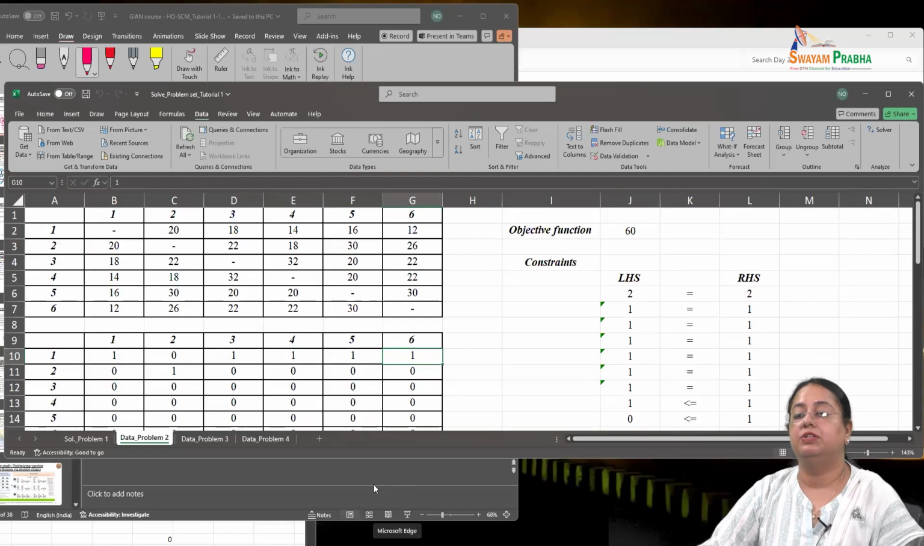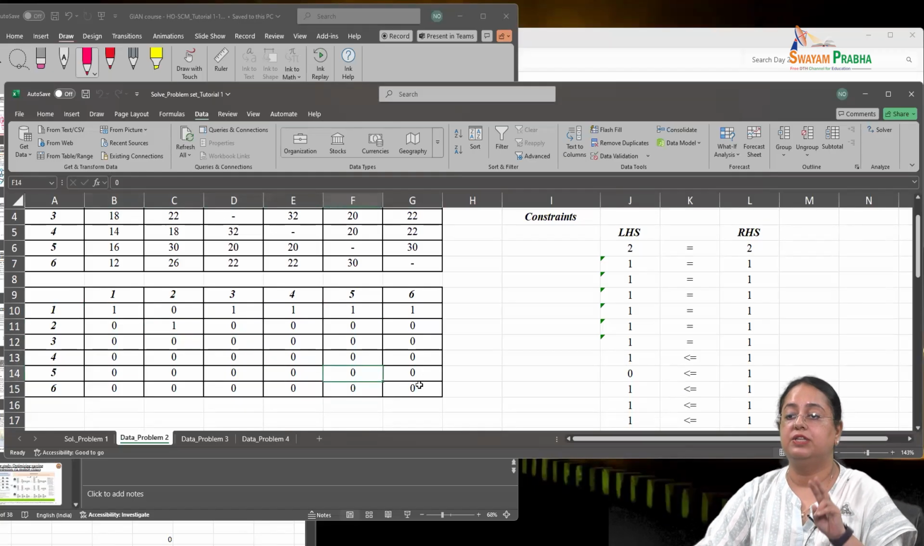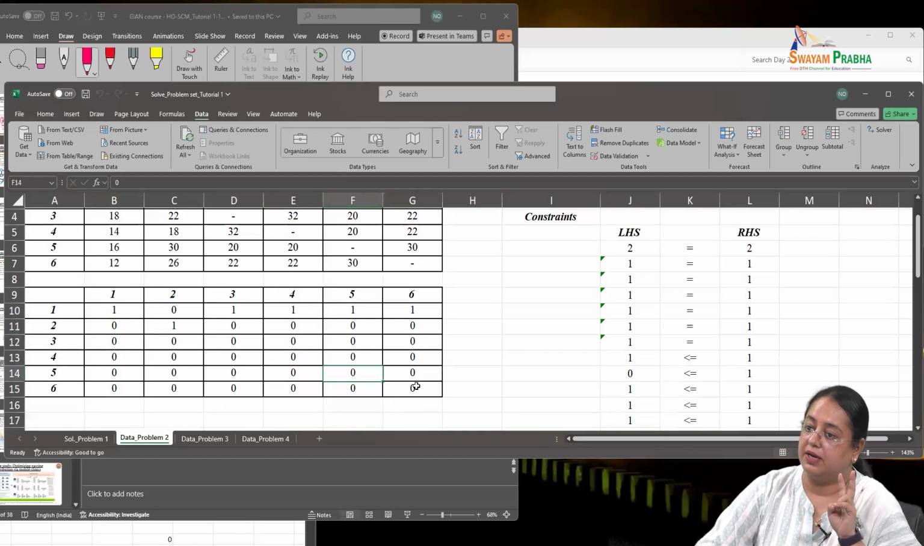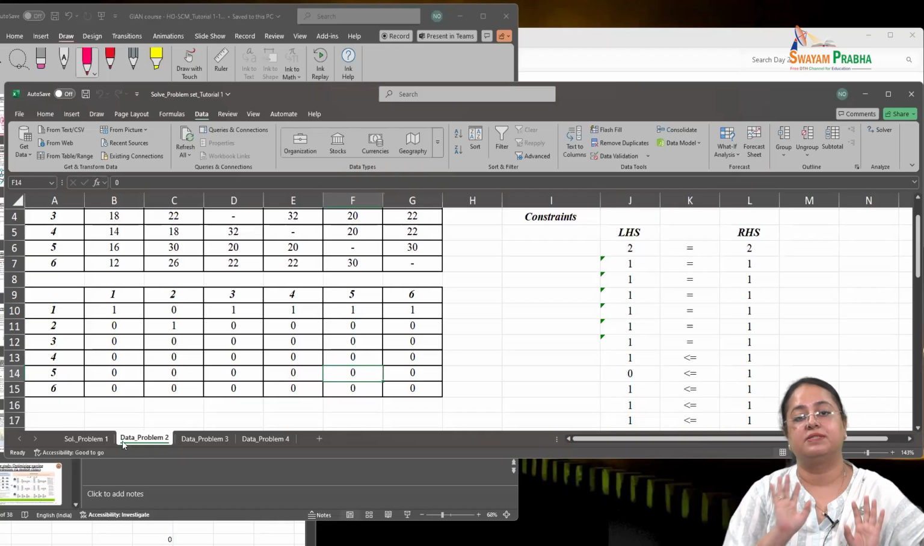Now how would the answer look? Either x11, 22, 33, 44, 55, 66. Out of this, 2 would be selected, correct? And some of them will be 1. It will be based on which facilities are selected as healthcare facilities. Others will be assigned to those.